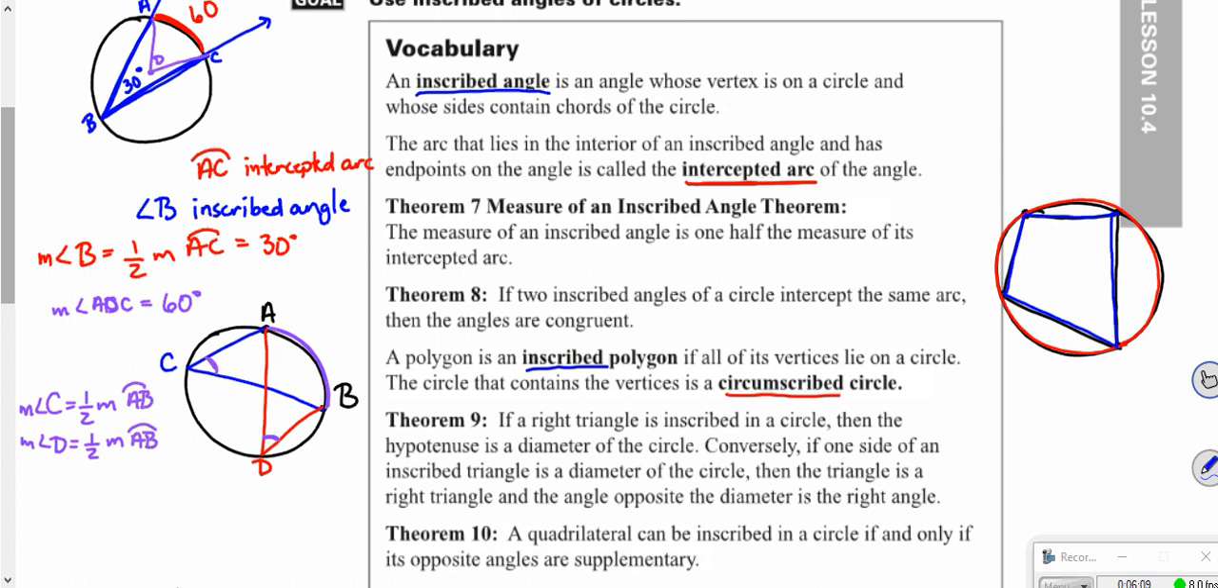Theorem 9: if a right triangle is inscribed in a circle, then the hypotenuse is a diameter of the circle. Now think about what that means.